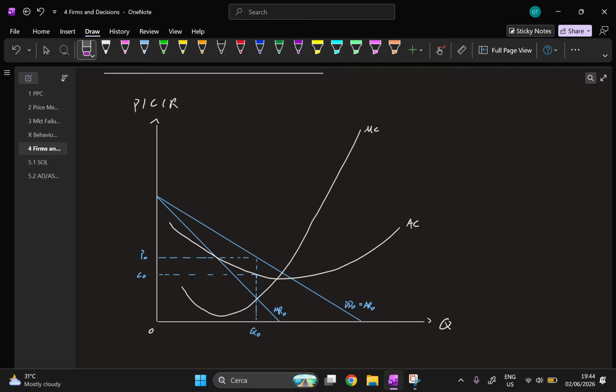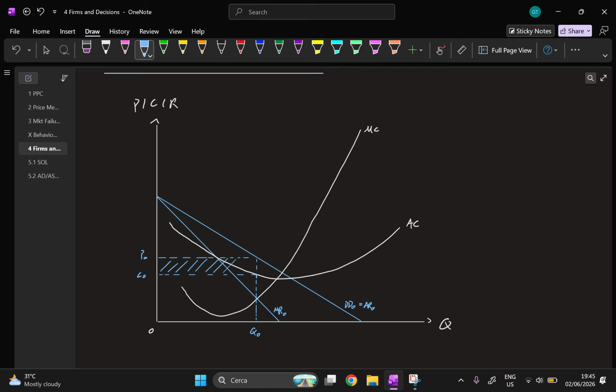Okay, so what is my initial profit area? Initially, what is the revenue I collect? Revenue, we learned in chapter 2, demand and supply, is price times quantity. So price times quantity, this rectangle here is my initial revenue. My cost is just cost times quantity, this triangle here. So profit is just total revenue minus total cost. So my initial profit is going to be this blue shaded area over here.